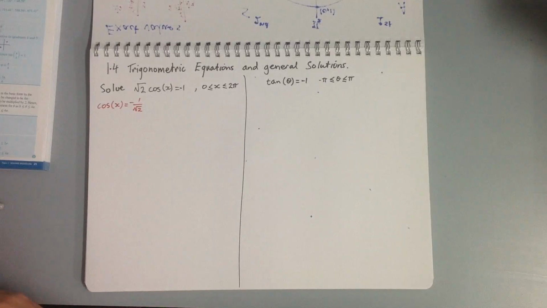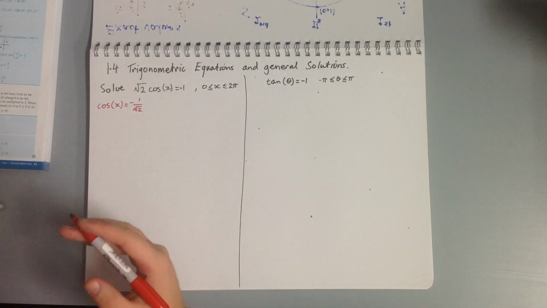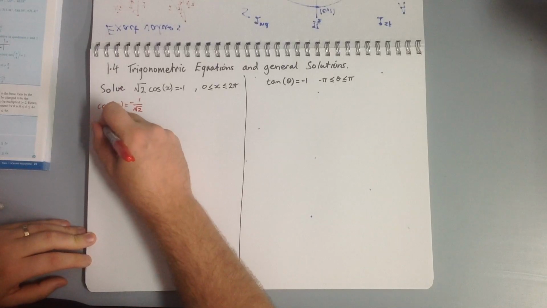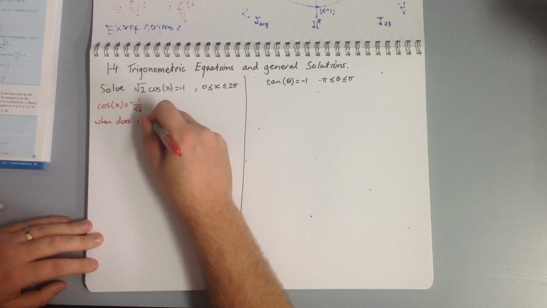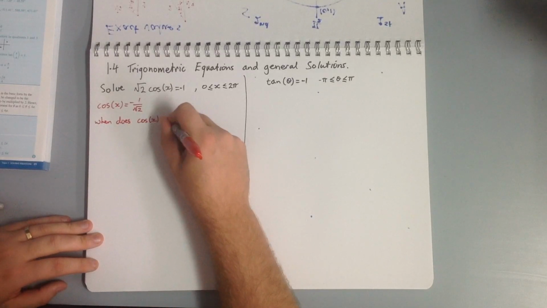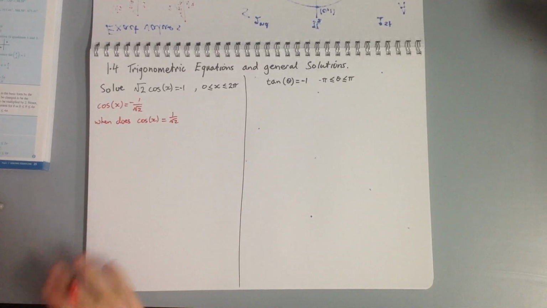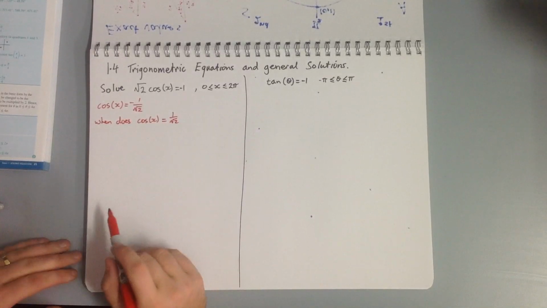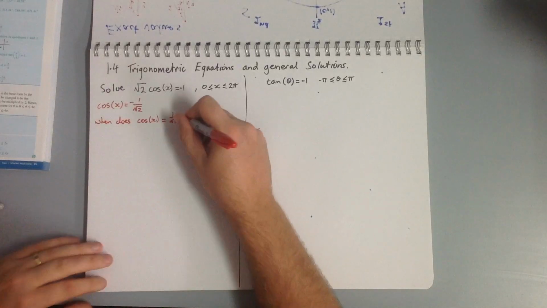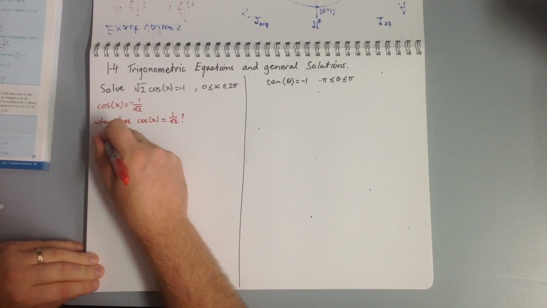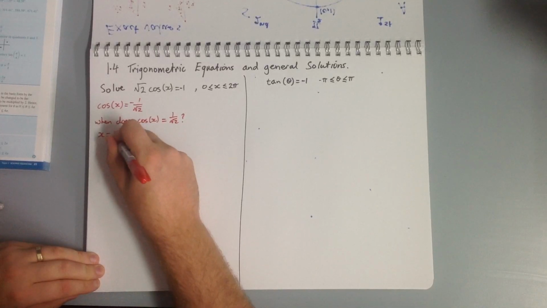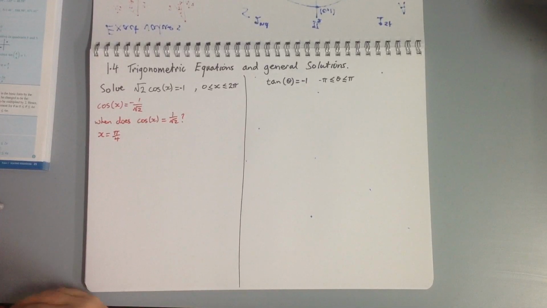Then we ask, what is our basic angle? When does cos x equal 1 on root 2? Ignore the negative. All we want to know is our basic angle. That's where we look at our exact values, and we find that x has to equal pi on 4. Remember, looking at our exact value tables or the triangles that we looked at in the previous tutorial.